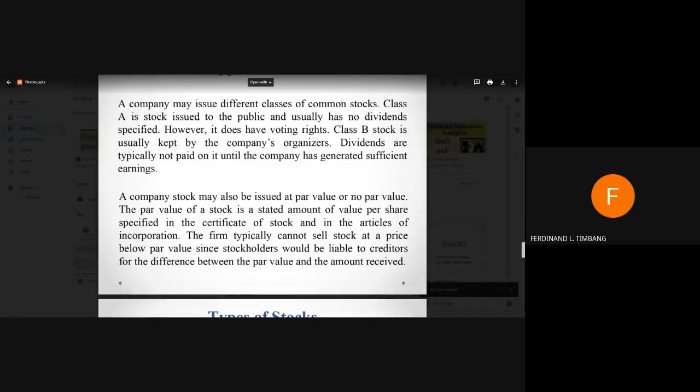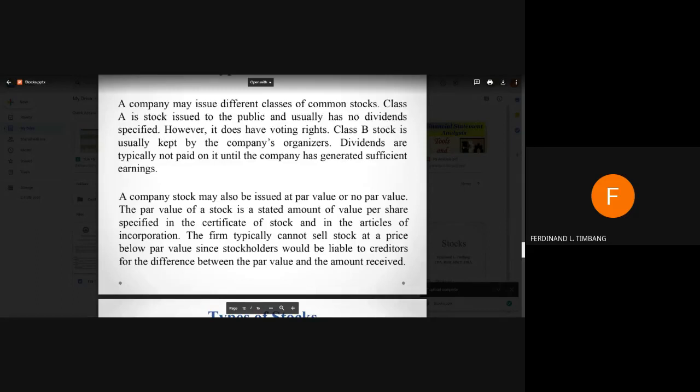Pero dito naman kasi hindi na-identify actually kung class A or class B, no? But there are cases wherein it is being classified, no, into class A and class B. Pero dito sa mga stocks na nakikita ko sa stock market natin, wala akong nakikitang classification na class A, class B, no? Meron na akong nakita minsan, pero ngayon wala akong makitang class A or class B.